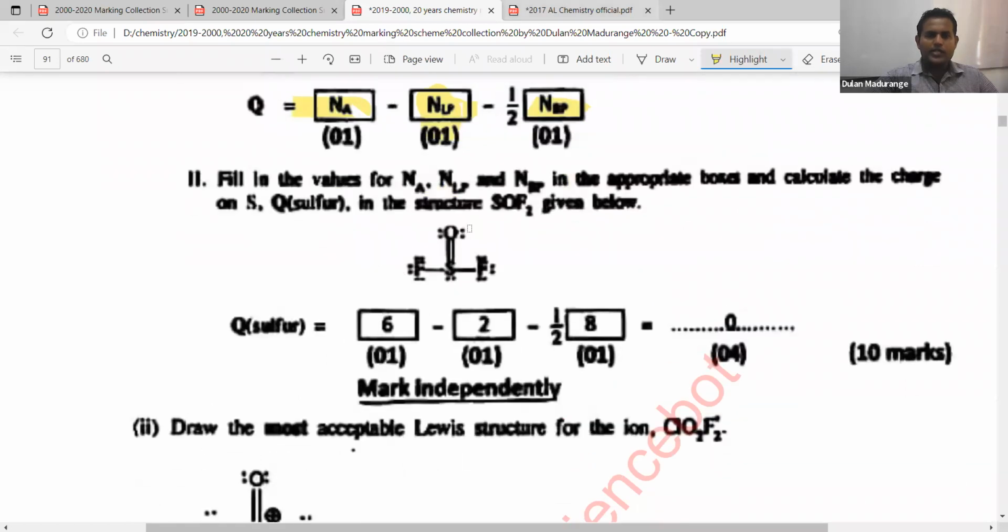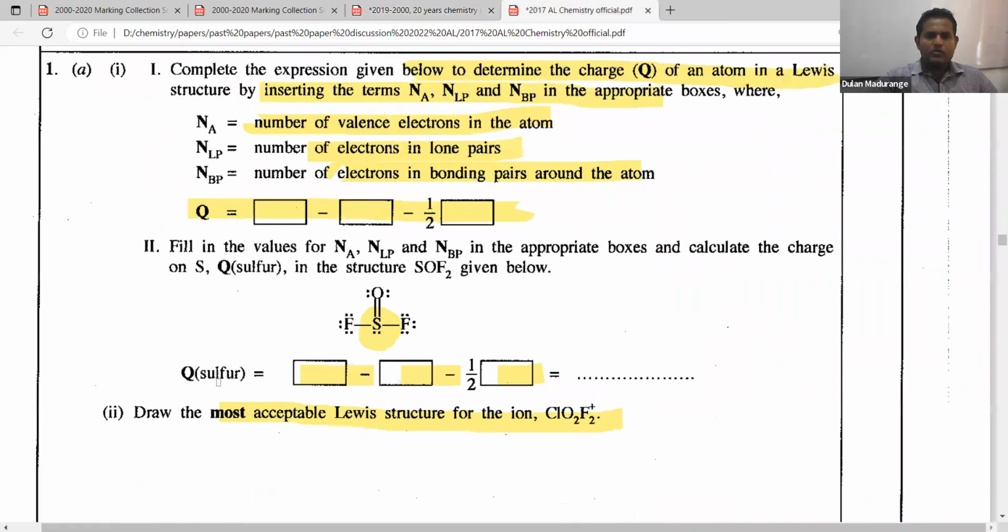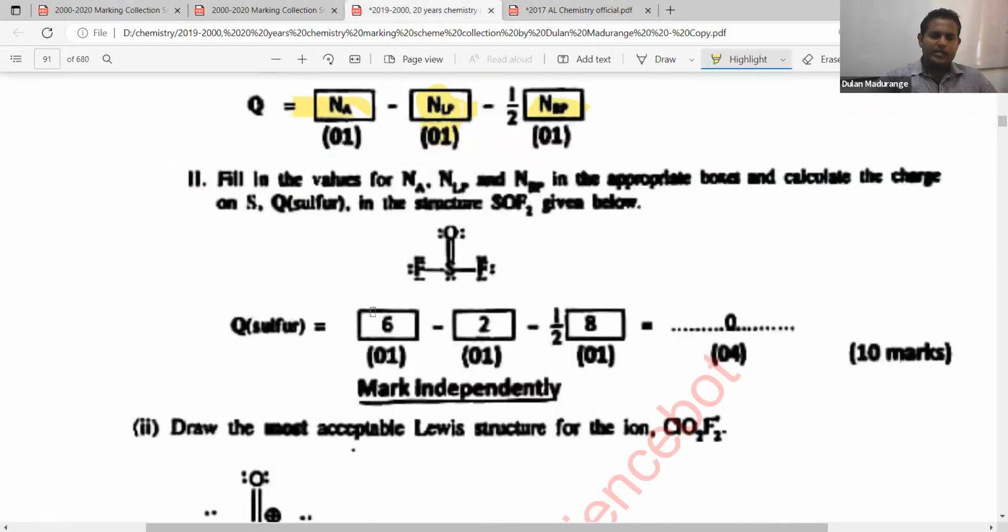Before that, there's a question I think we have missed. Find the values for Na and P in the boxes and calculate the charge on sulfur. So you have to fill these squares. Considering these spaces, you have to fill the boxes, and then you get the charge on sulfur. Actually, the charge of sulfur is again 0. So you can take the answer: this 6, and here 2, and here 8. So that is equal to 0.